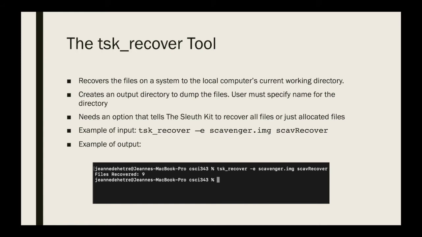So one thing to note here is that the Sleuth Kit will create the output directory for you, but you do have to specify a name for it in order for the command to work. If you do not specify a name for the directory, the command won't work. It'll give you an error telling you, hey, you need to tell me what to name this. It is also a requirement in this tool to use an option. The option is either you can specify to recover all the files, both allocated and unallocated, or you can specify to only recover allocated files.